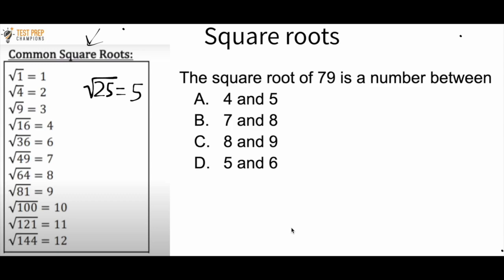Okay, so the idea here is that if I look over here at the numbers underneath the square root symbols, what I see is that 79 would be between 64 and 81. So the square root of 79, I don't know exactly what number it is, but I'm going to assume that it's something between 8 and 9, because 79 is a number between 64 and 81. So the correct answer here is C. It's going to be a number between 8 and 9. That's kind of how I'd reason my way through this.